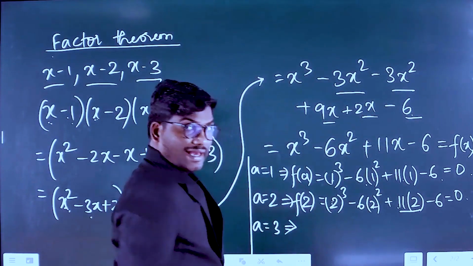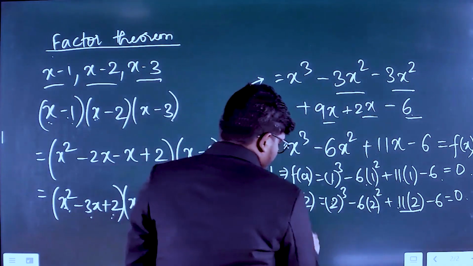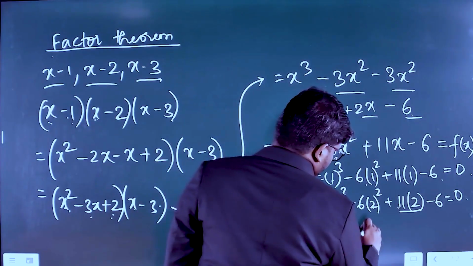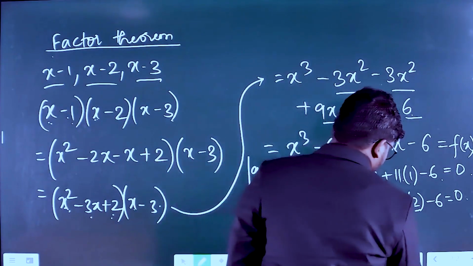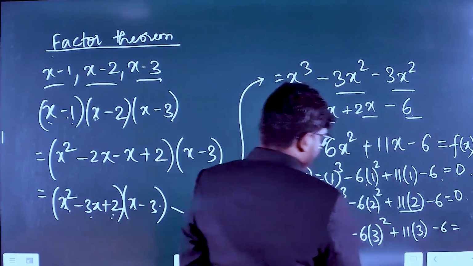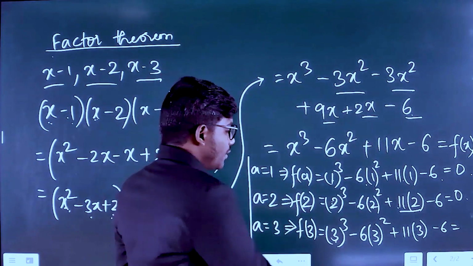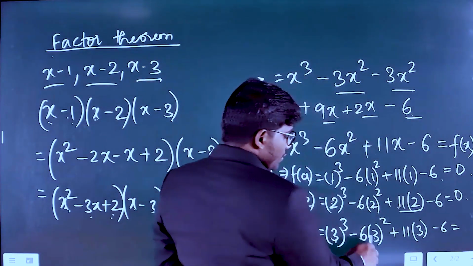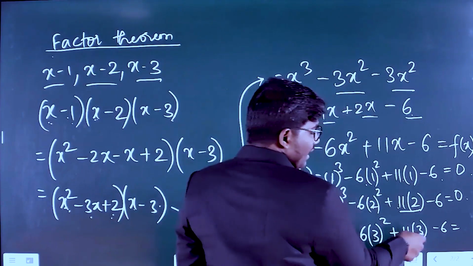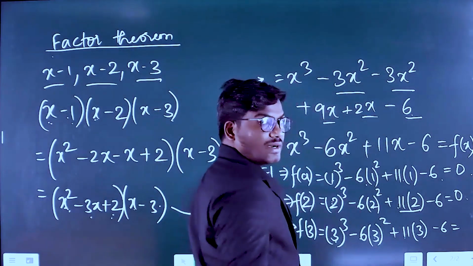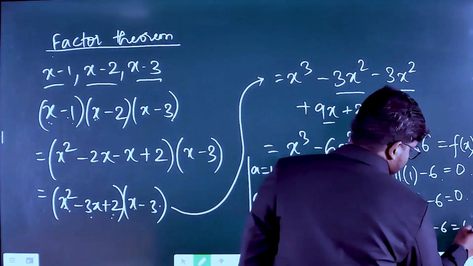Next, if a is equal to 3, f of 3 will be 3 cube minus 6 into 3 square plus 11 into 3 minus 6. 3 cube is what? 27. 27 minus 6 into 3 square, minus 54. So minus 27 plus 11 into 3 is plus 33. So 33 minus 27 is 6. 6 minus 6 is 0.